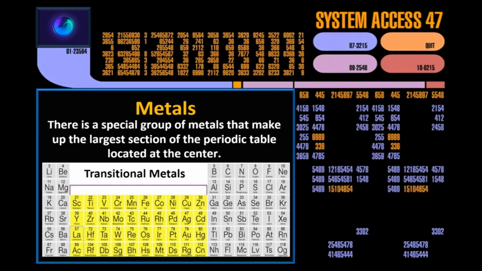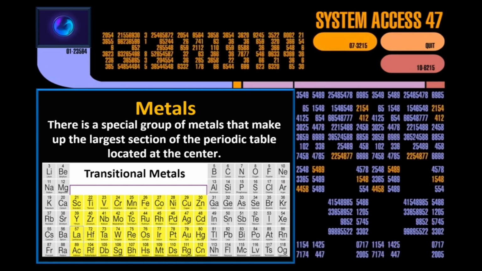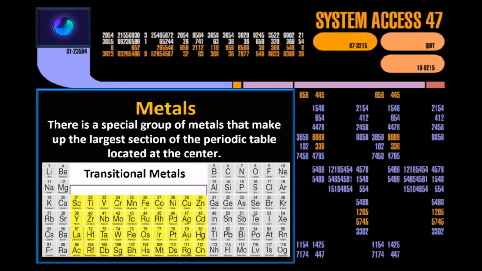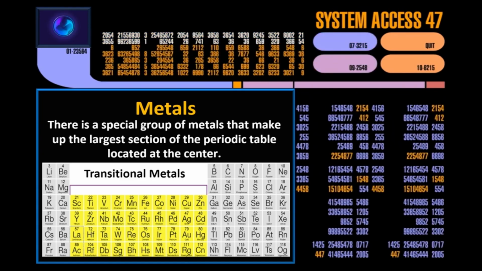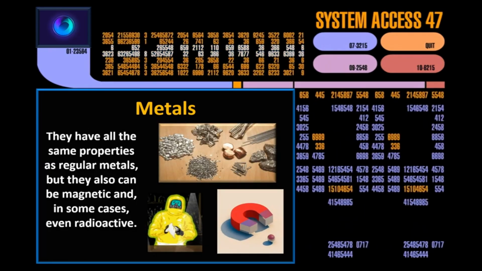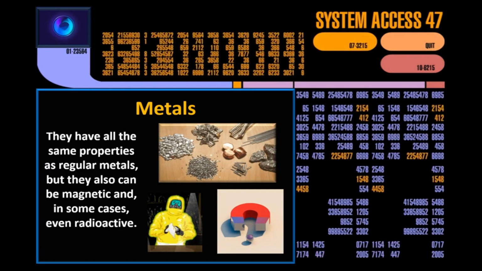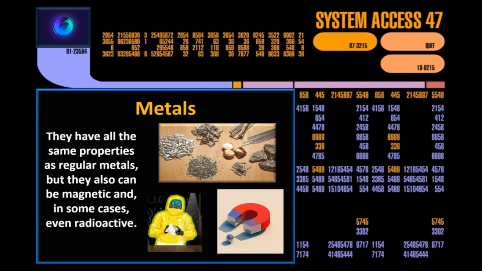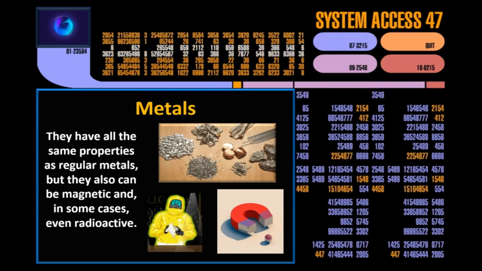There is a special group of metals that make up the largest section of the periodic table located at the center. They are called transitional metals. They have all the same properties as regular metals, but they also can be magnetic and, in some cases, even radioactive.